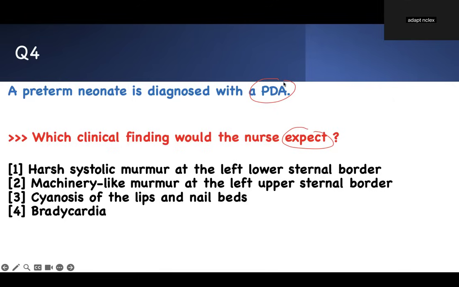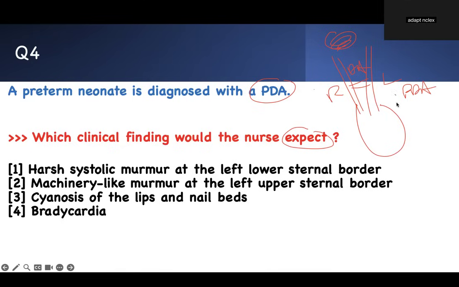But what is PDA? PDA is a connection between the pulmonary artery and the aorta. When the kid is inside the mommy, we call it the ductus arteriosus. The baby's lung is not developed, so blood is being shunted from the right side to the left using the ductus arteriosus. When the baby gets born, it's supposed to close. If it doesn't close, it remains patent. That's what we call PDA. Therefore, a PDA means patent ductus arteriosus.